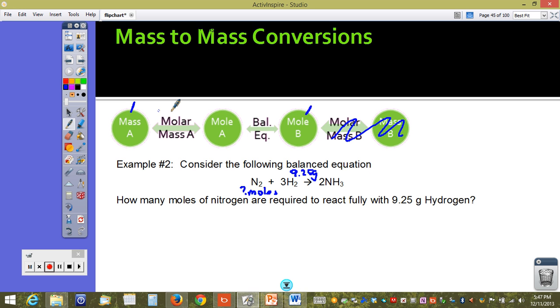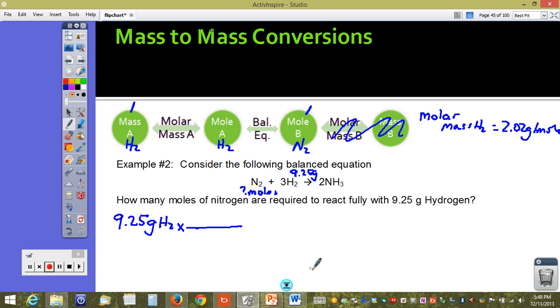We need to know the molar mass of substance A. Now, 9.25 grams of hydrogen, that's my known, that's my substance A. Going to moles of hydrogen, and then moles of my new substance, which is nitrogen, N2. I need my molar mass of substance A, which from my balanced chemical equation, since it's H2, is 2.02 grams per mole. I do not need to know my molar mass of substance B because I'm not going that far. Let's start with the given. 9.25 grams of hydrogen.